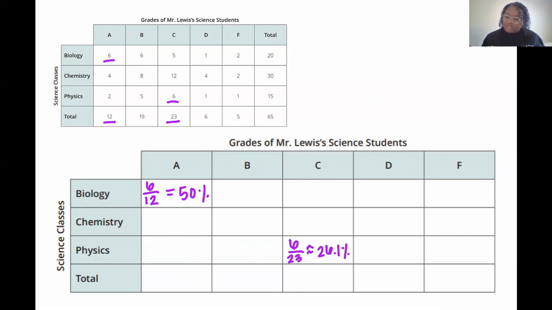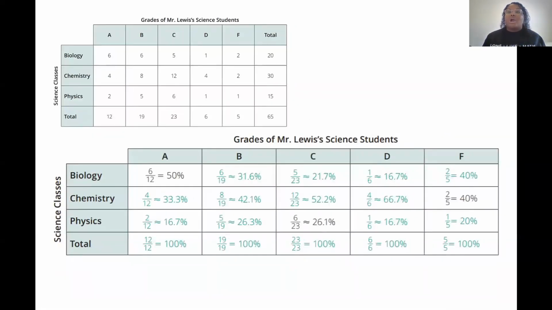Let's try one more. Let's look at students that failed chemistry. So we can see that there are 2 students that received an F in chemistry out of a total of 5 students that received an F overall. And when we do that division, we get 40%. So again, we'll complete that for each of our cells, and this will be our final conditional relative frequency distribution.